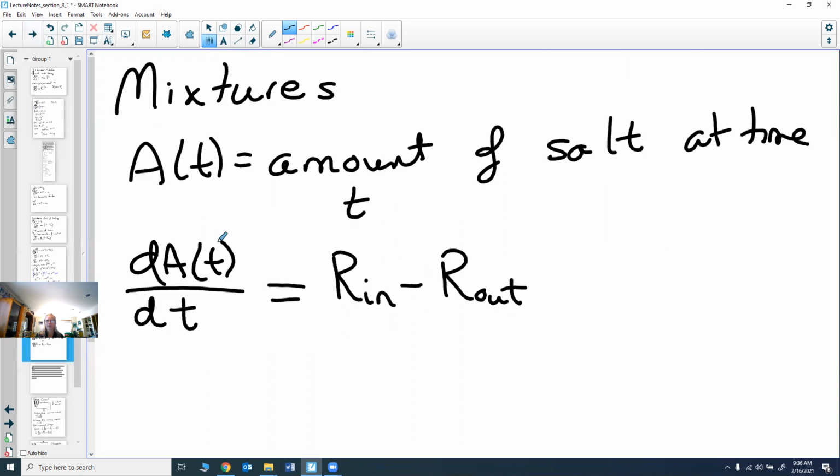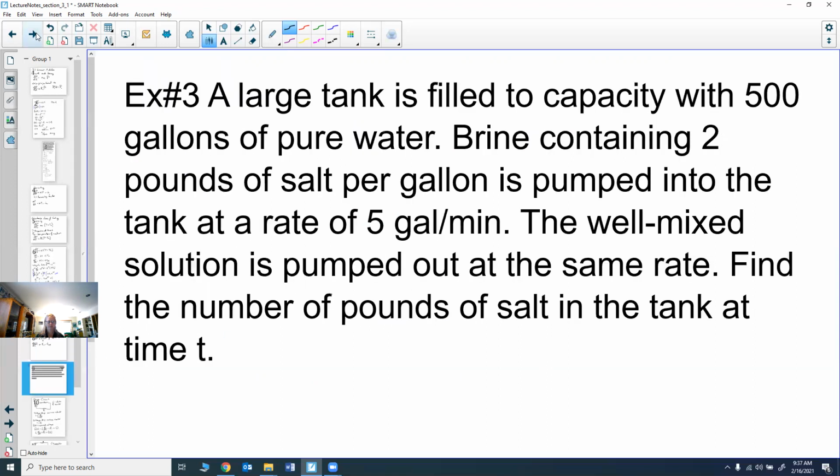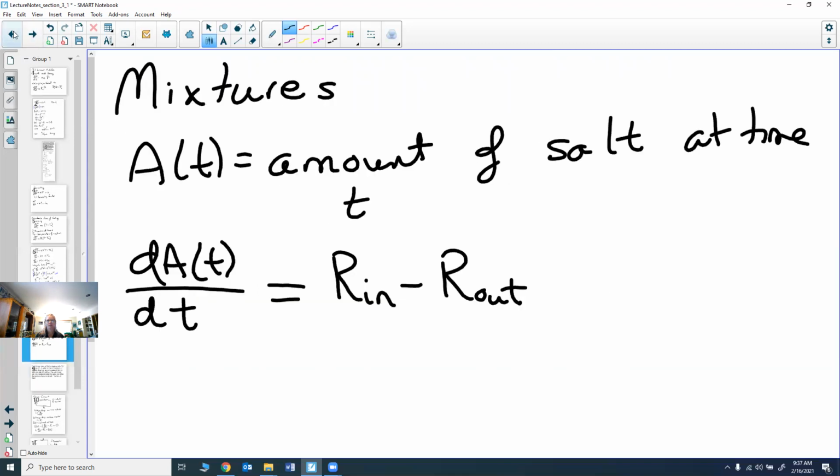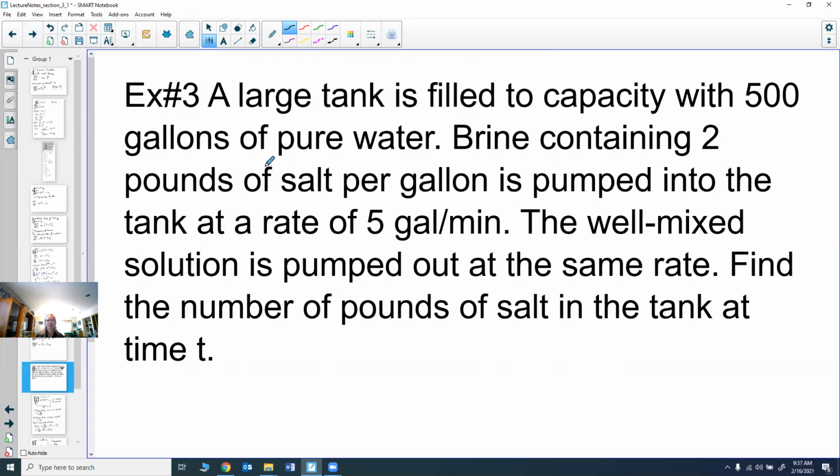We can also talk about mixtures. You've actually done some mixtures before, possibly. And so with mixtures, we look at the amount of salt at time t. In this case, the rate of change is equal to the rate in minus the rate out. And this makes sense. You're pouring something in, you might be taking something out, and that would be what your rate of change would be. This is really difficult to try to write in general, so I'm going to go ahead and just do an example of this.